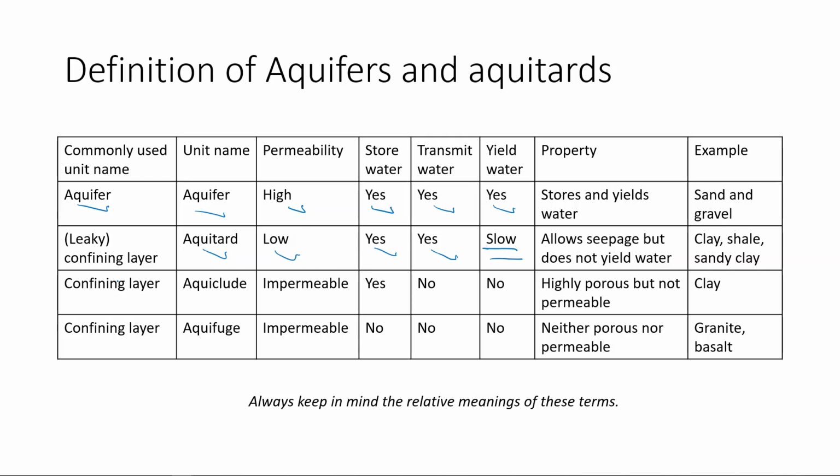Confining unit, that would again be the commonly used name, and that's aquiclude. The permeability would be impermeable. It can store water, yes, it could have some water in it. It cannot transmit water and cannot yield water. It has no flow and no yield. Highly porous but not permeable. Example would be clay. Now, confining unit, again the commonly used name, and the unit name would be aquifuge. It is impermeable, it does not store water, it does not transmit water, it does not yield water, neither porous nor permeable. Example would be granite or basalt, like unbroken, fresh basalt.